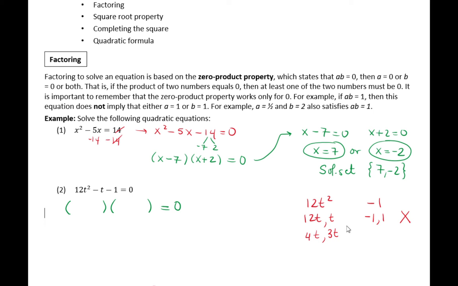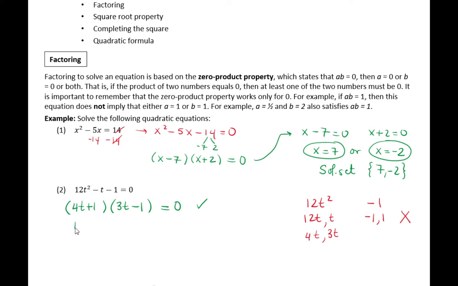So 4t needs to be multiplied by negative 1, and 3t needs to be multiplied by 1. So I got this factoring as (4t + 1)(3t - 1). As you see now, I got 12t squared, I got negative 4t plus 3t, which will make negative t, and negative 1, which will make negative 1. So that really works. This is the way when you factor these types of quadratic equations.